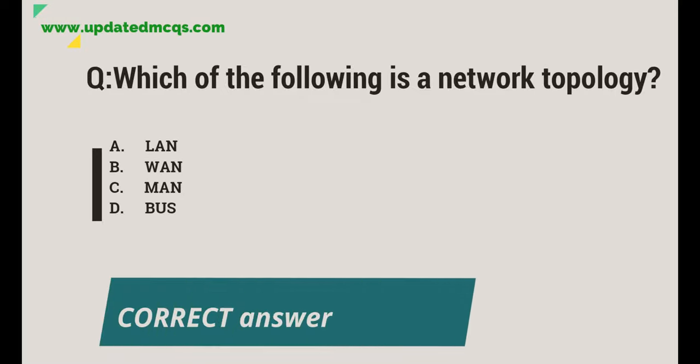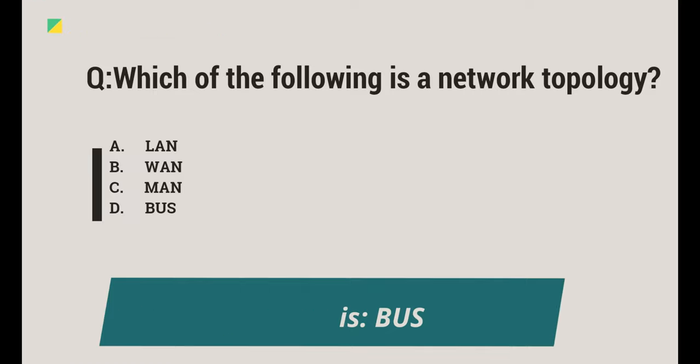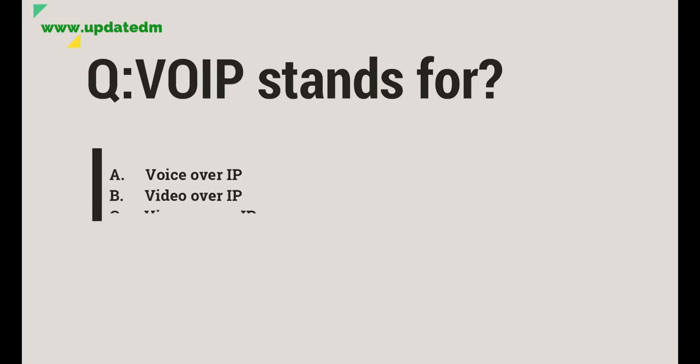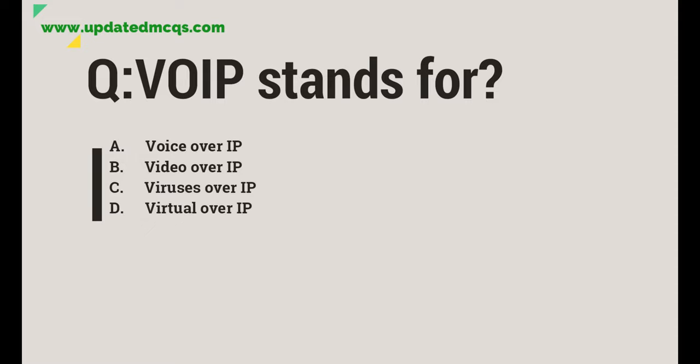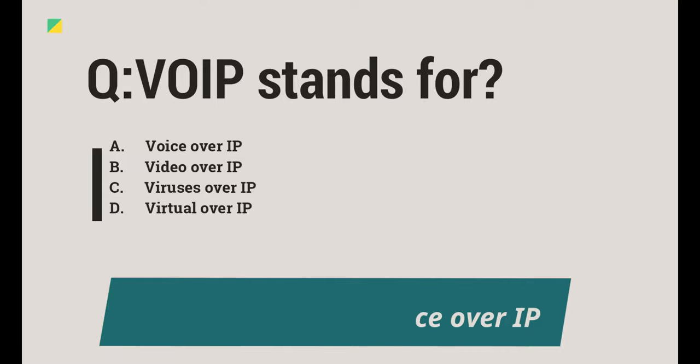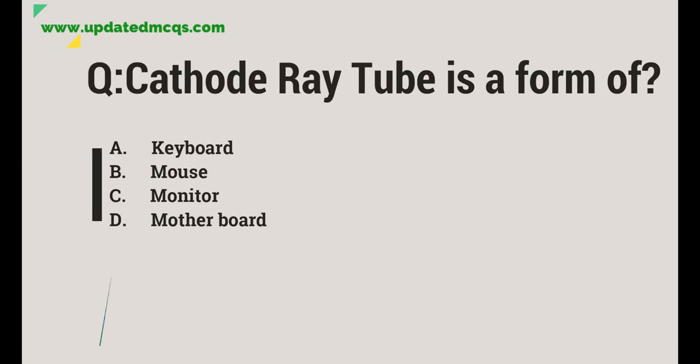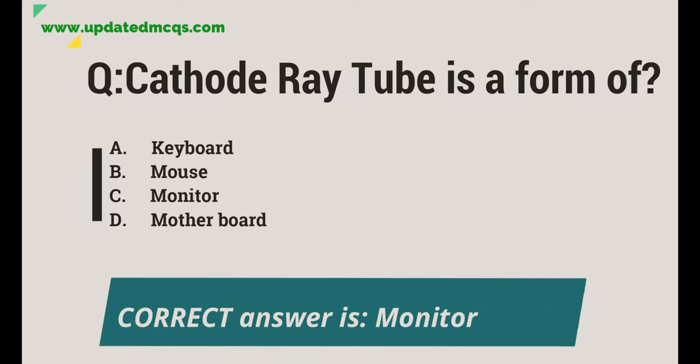Which of the following is a network topology? Bus. VoIP stands for Voice over IP. Cathode ray tube is a form of monitor.